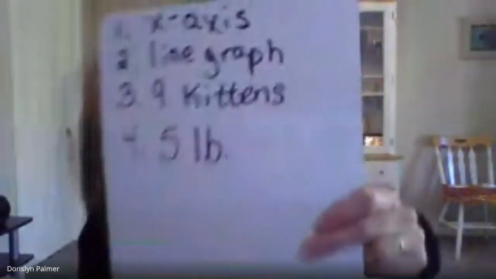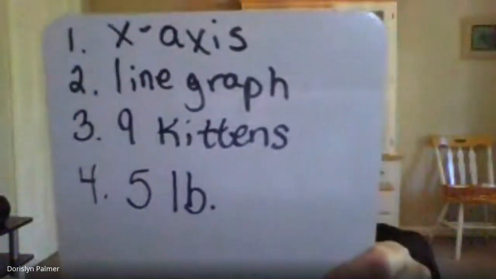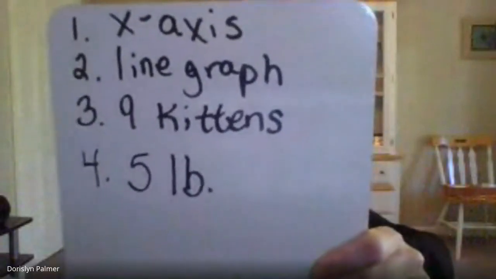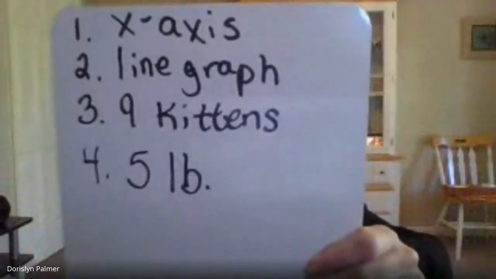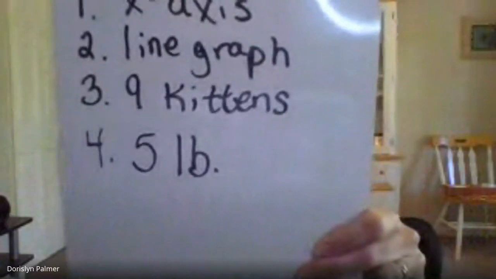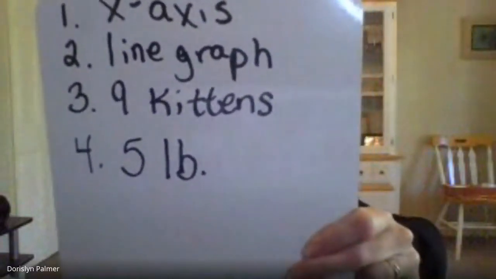Okay. Number 4, 5 pounds. Number 5 says go deeper. What is the average weight of the kittens in the shelter? Grace, what did you get for the average weight? 5/12 pound. Exactly, 5/12 pounds.